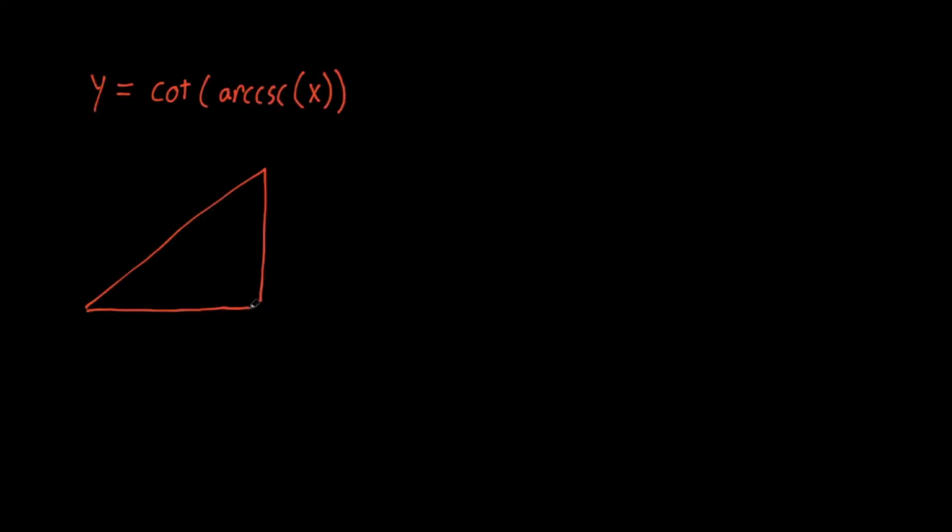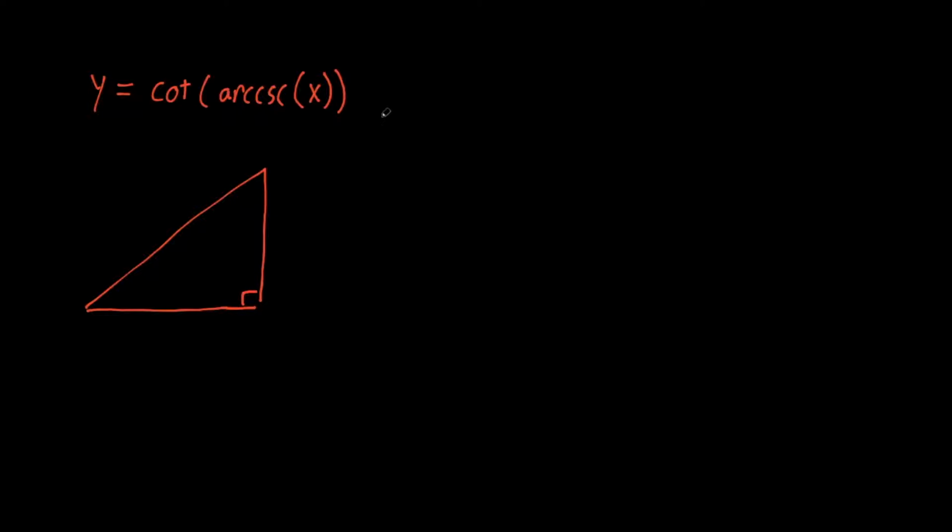Let's take the derivative of the cotangent of arc cosecant of x. And we'll draw a right triangle to help us sort out what this trigonometric expression is saying.